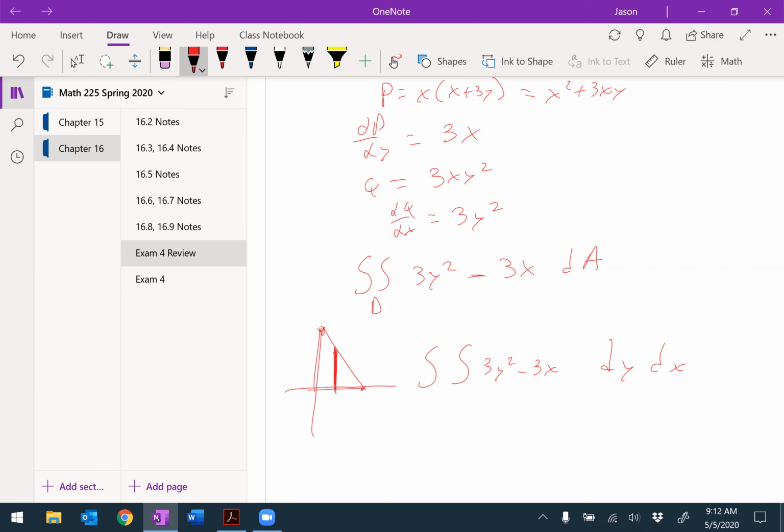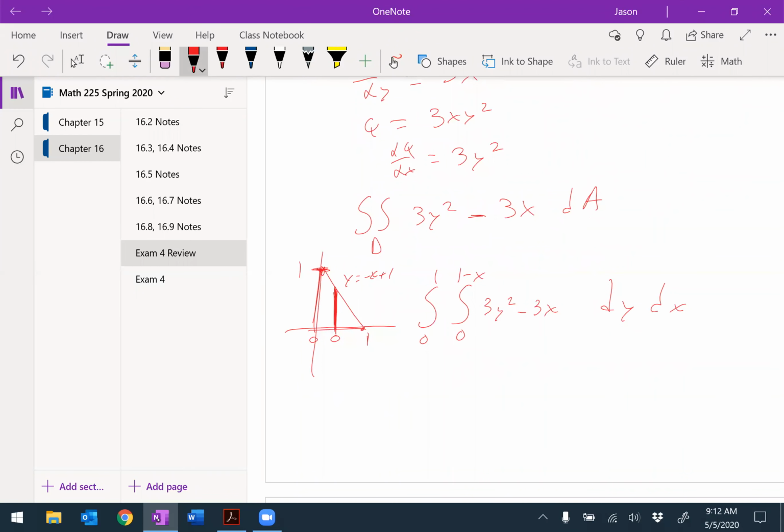So for the limits of integration, what's y going from? Y is going from 0 to negative x plus 1. This is the function y equals negative x plus 1. Why is that? Because we have a y-intercept at 1 and a slope of negative 1. Down 1 over 1. So that's negative x plus 1. So y is going to go from 0 to 1 minus x. And where is x going to go from? Well, that's real easy. The x's go from 0 to 1.